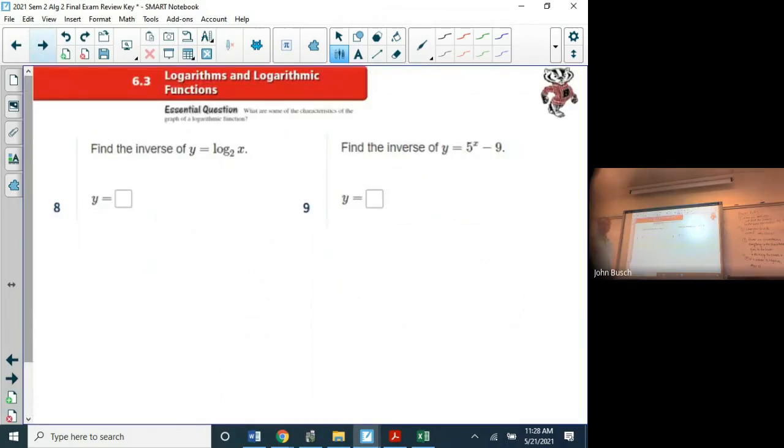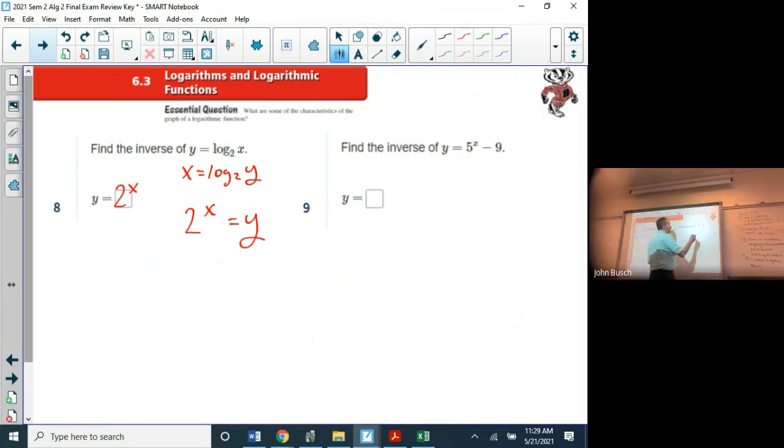Find the inverse. What they're saying is rewrite it as an exponential. So the inverse of this is x equals log base 2 of y. And then rewriting it as an exponential, remember, power equals log. So x is the power on the base of 2, which equals y. So the inverse is y equals 2 to the x power.